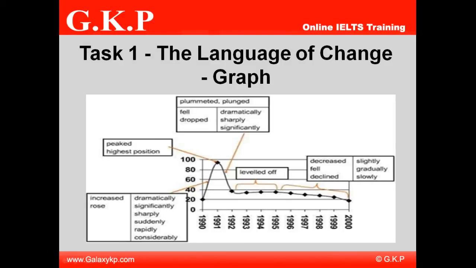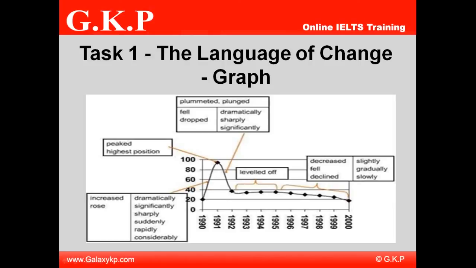In this particular graph, there is a slight decrease from what period? 1995 to the year 2000. Or you can also say a gradual decline. These things all mean slow or slight. Now, if we look at right at the beginning, it says increased or rose. In this case, from 1990 until 1991, the increase is dramatic. So we can say it increased significantly.